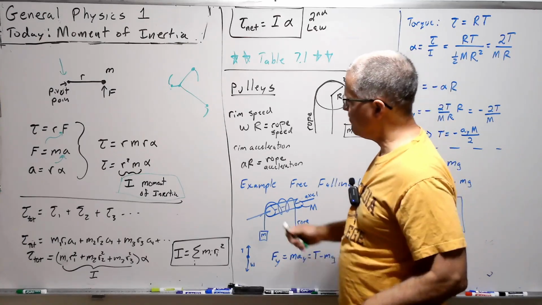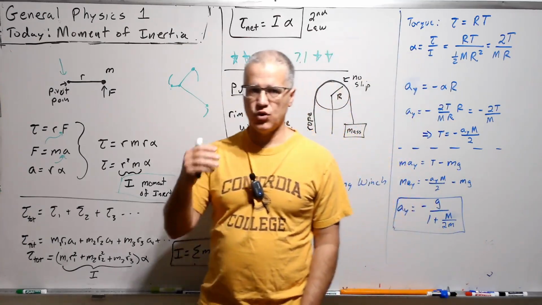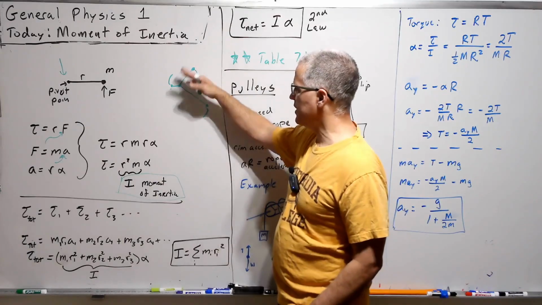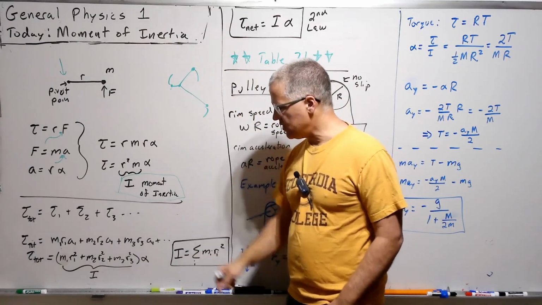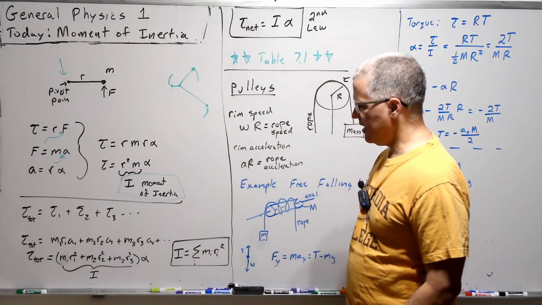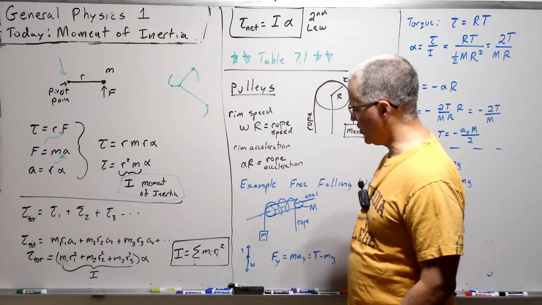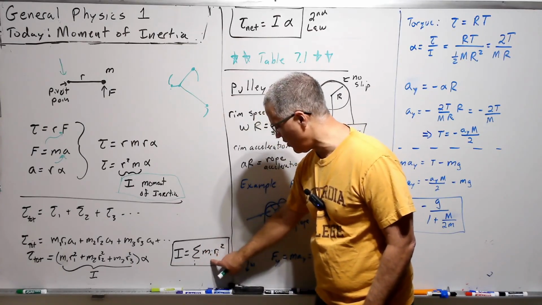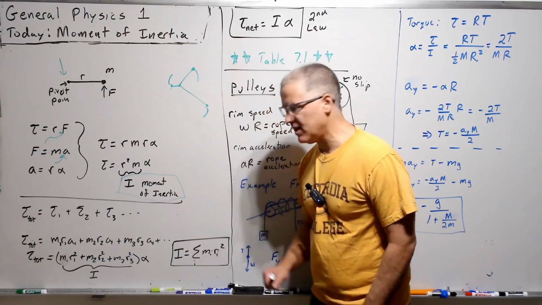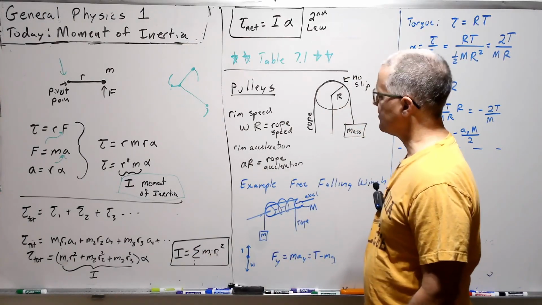So when we have more than one torque, or more than one part of the system, then we have to account for that in our definition of moment of inertia. So in summation notation here, summing over all the individual components gives the moment of inertia.